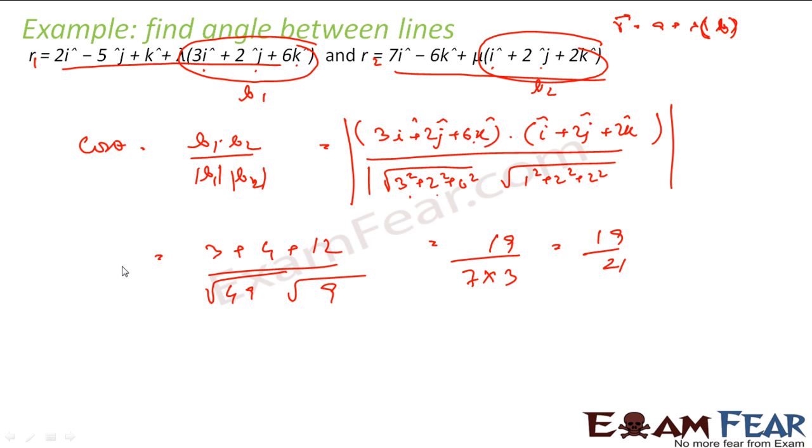This is cos theta. So my theta is nothing but cos inverse of 19 by 21. So the angle between these two lines is cos inverse 19 by 21, and that's my answer. Very simple. The first thing I did was find the line vectors that are parallel to these lines. So B1 and B2 are the line vectors parallel to the two lines R1 and R2, and then I found the angle between these two line vectors.